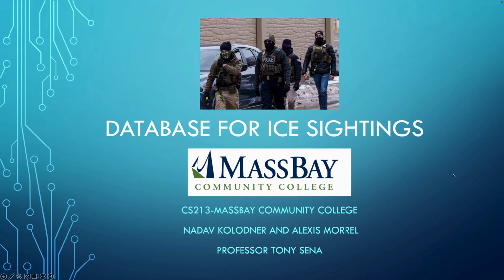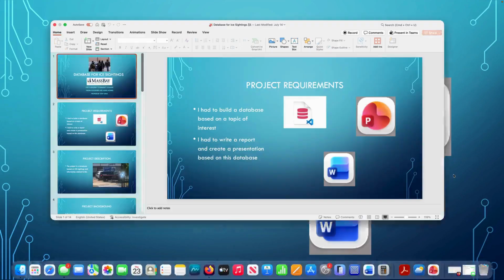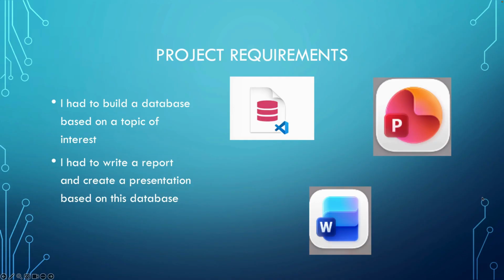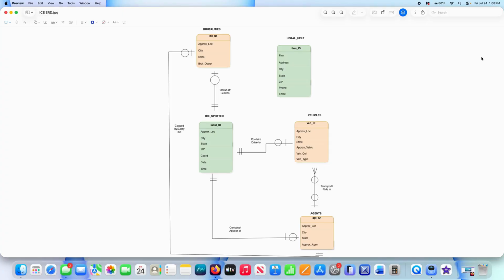So our database is on ICE sightings. For our project, we had to build a database and then write a report and create a presentation based on this database. This is our ER diagram shown with its minimum and maximum cardinalities in crow's foot notation.